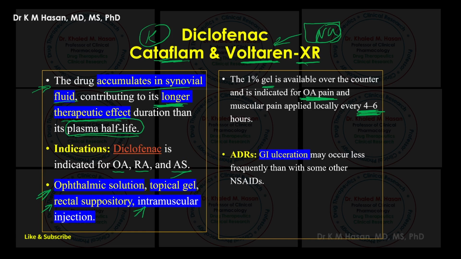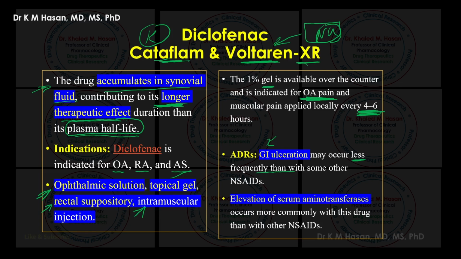Voltaren may cause gastrointestinal ulceration, but it was found to carry less risk compared with other NSAIDs. If you compare diclofenac with ibuprofen, or diclofenac with indomethacin, diclofenac had less risk of peptic ulcer disease, for example.